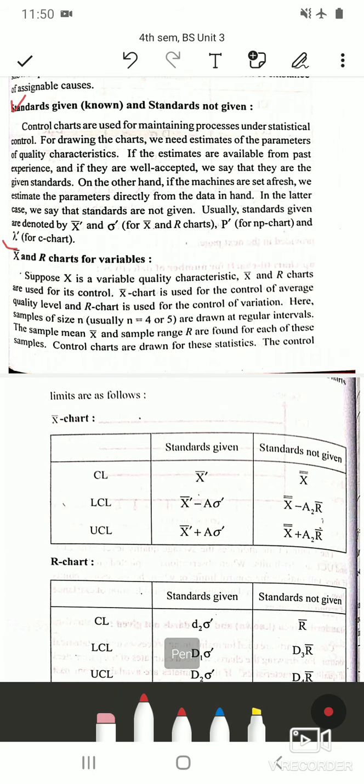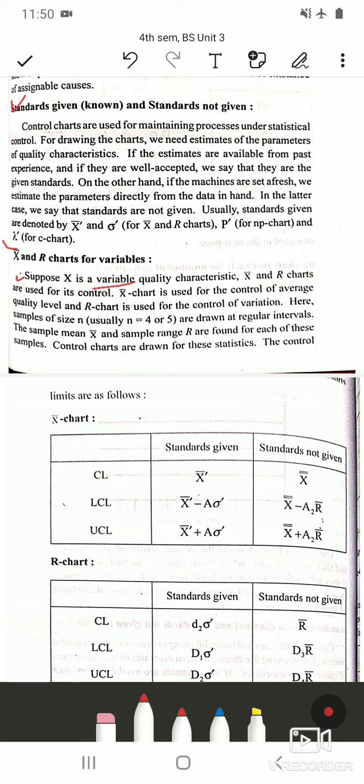Now what are these X bar and R charts for variables? Suppose X is a variable quality characteristic, then X bar and R charts are used for its control. So here you can use this X bar and R chart only for variables. Remember this, you can use X bar and R chart only for variables.